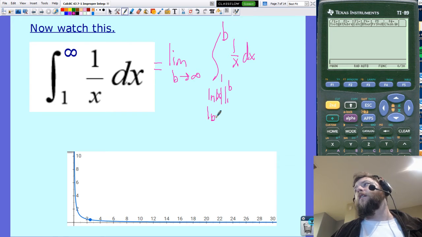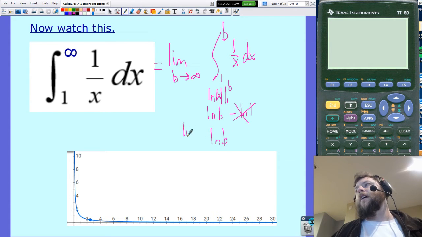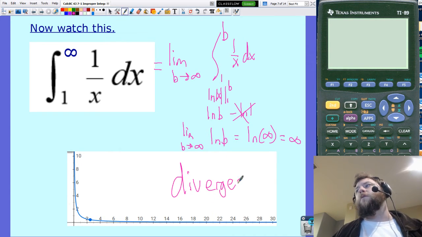It's going to be ln of b minus ln of 1. So ln of 1 is just 0. So it's just ln of b, and the limit as b approaches infinity, which will be ln of infinity. Now, what's ln of infinity? ln keeps growing on forever. So that's actually the same thing as just infinity. So since my answer is infinity, we say it diverges. If it was a multiple choice problem, diverges would be the answer, not infinity.